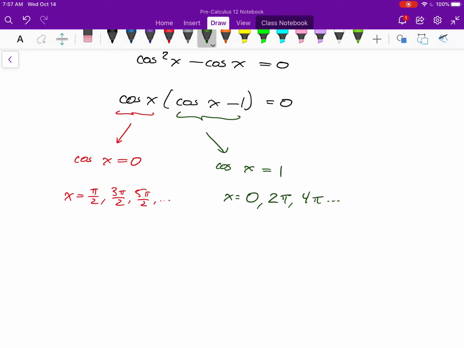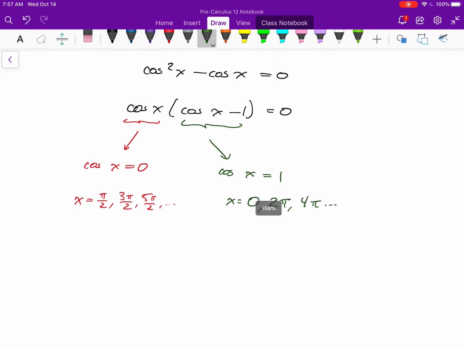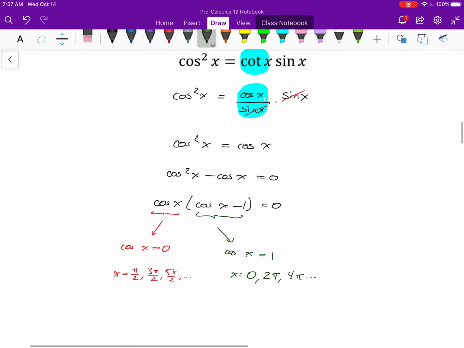Okay, but I have to be careful, because if I look right up here, yes, I canceled out sine, but I still have a denominator of sine. And so I also have to check to make sure that sine x never equals 0. If sine x ever equals 0, then I'm dividing by 0 right there. Or another way of looking at it, at any place where sine x equals 0, cotangent is undefined. So where does sine x equal 0? Sine x equals 0 at 0, and pi, and 2 pi, and 3 pi, and so on.